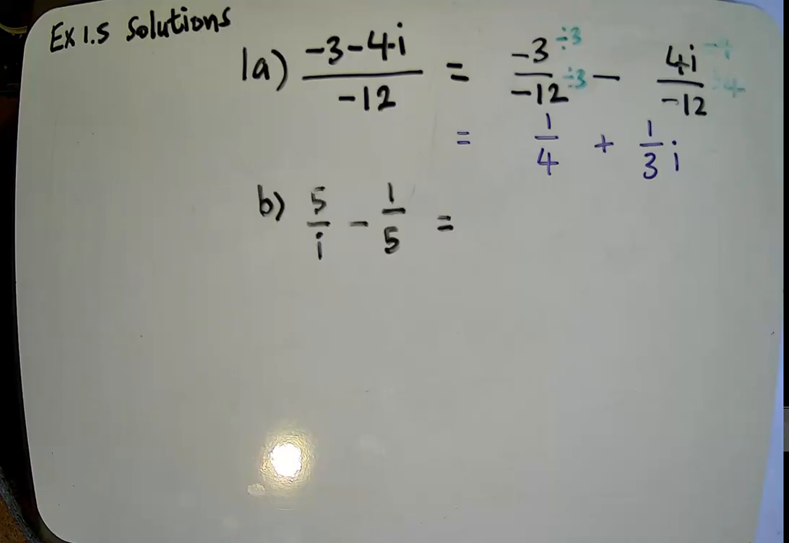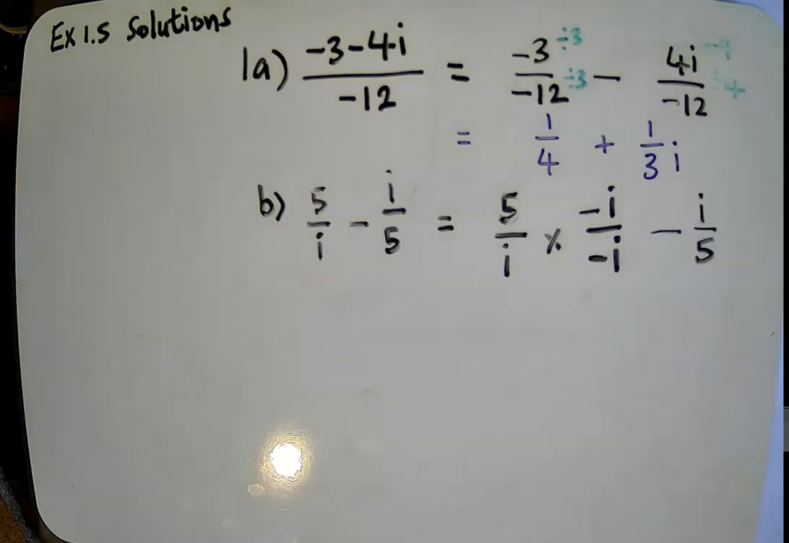B. Notice B is 5 over i, not 5 over 1. So multiplying the i in the denominator by the conjugate, plus i becomes minus i. And then we have the i over 5 left. So let's multiply 5 times minus i and i times minus i. We will get 5i over i squared.